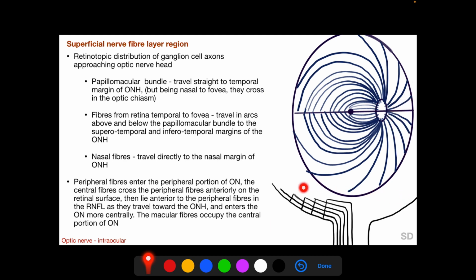This diagram represents a cut section of the eye, with this representing the posterior surface of the eyeball and this representing the optic nerve. So the peripheral fibers enter the peripheral portion of the optic nerve, and the central fibers cross the peripheral nerve fibers anteriorly on the retinal surface and then lie anterior to the peripheral nerve fibers within the retinal nerve fiber layer as they travel towards the optic nerve head, and enter the optic nerve head more centrally than the peripheral nerve fibers. The macular fibers occupy the central portion of the optic nerve head.